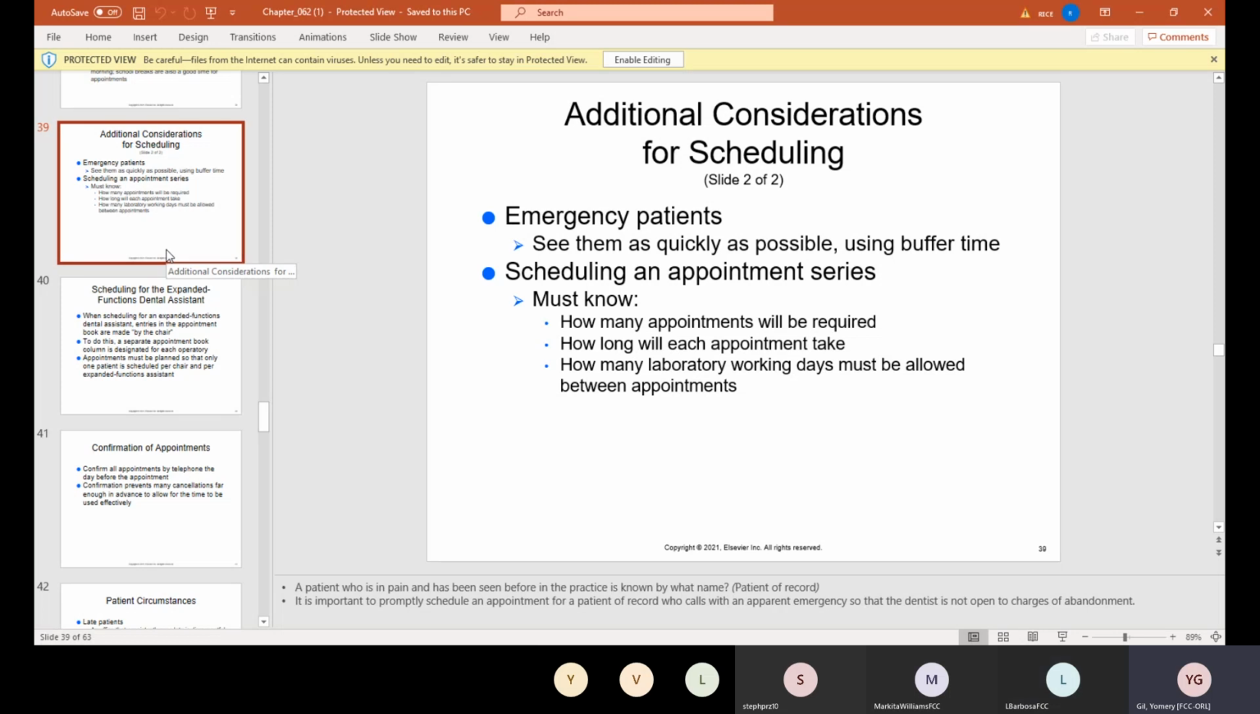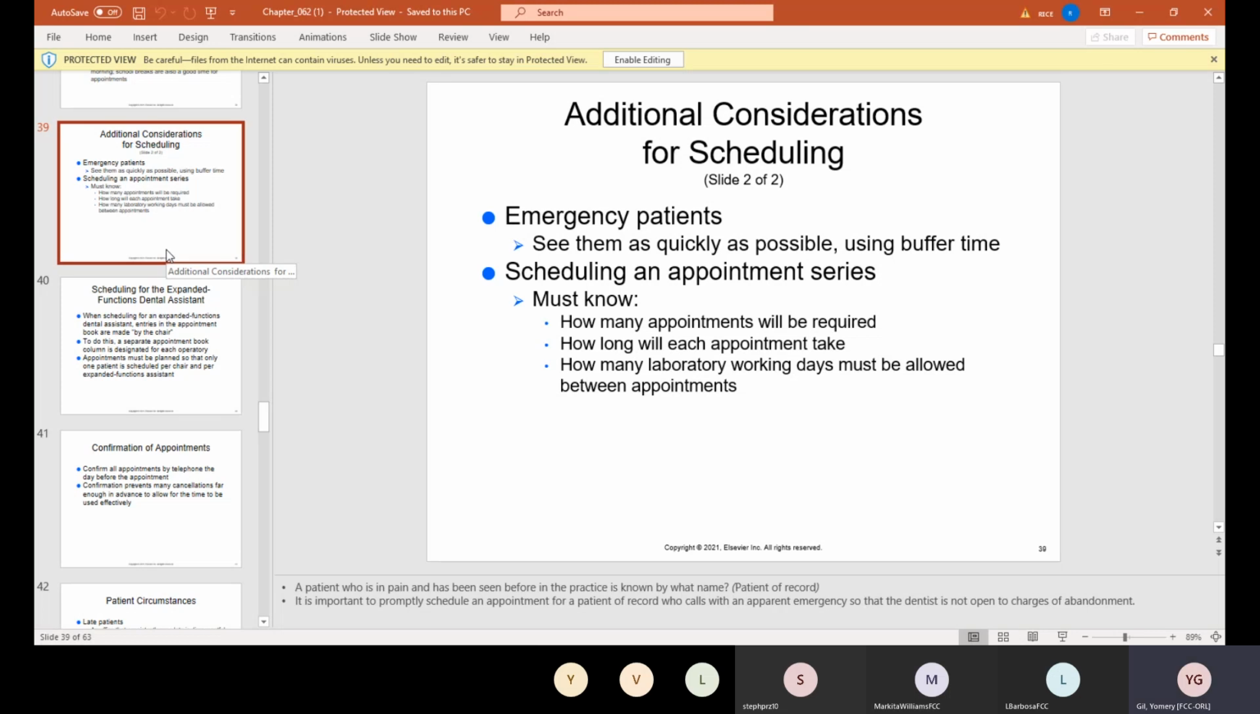You're welcome. Scheduling an appointment series must know how many appointments will be required. So if you're having a person, let's say you got a person that needs 15 fillings, okay? That person needs to know how many appointments they're going to need. Because sometimes, depending on where their fillings are, if they're right next to each other, the dentist, depending on the day or how their schedule is looking, can do up to 3 or 4 fillings in one sitting if it's all consecutive teeth, or if it's in the same quadrant.